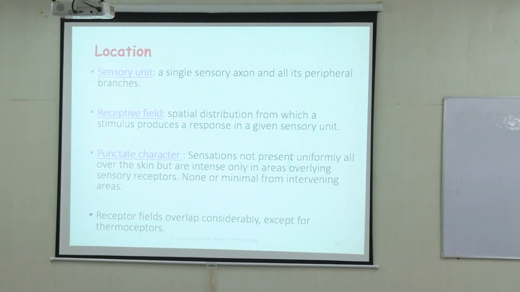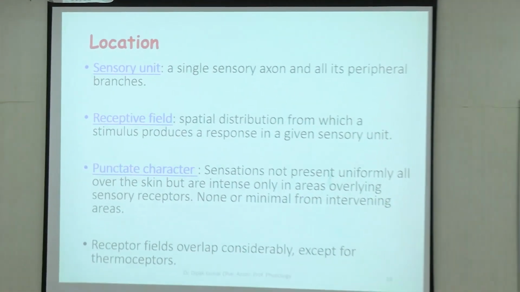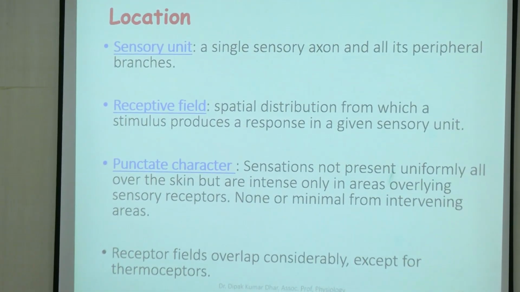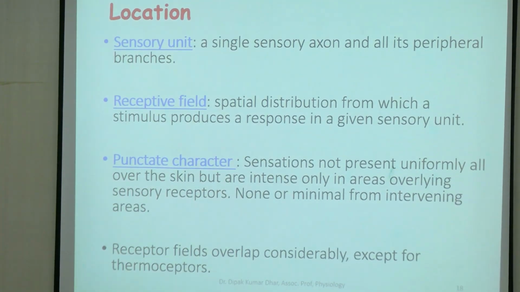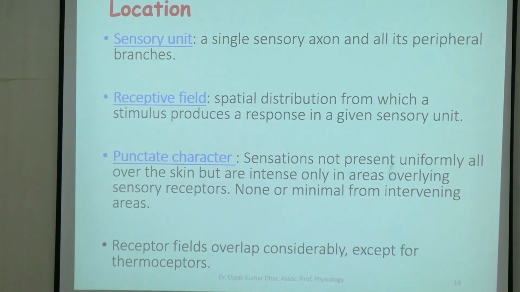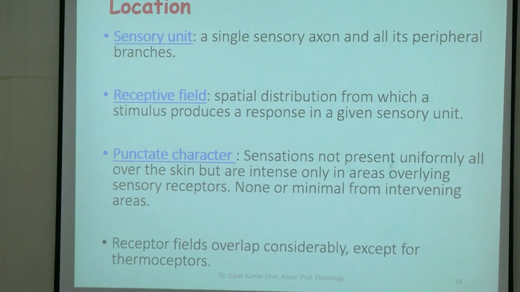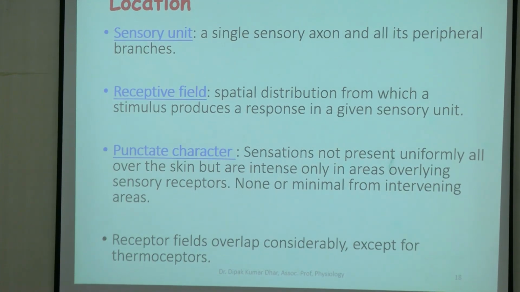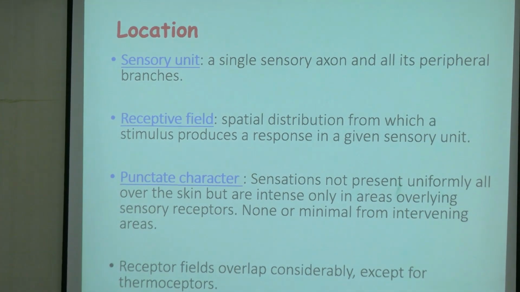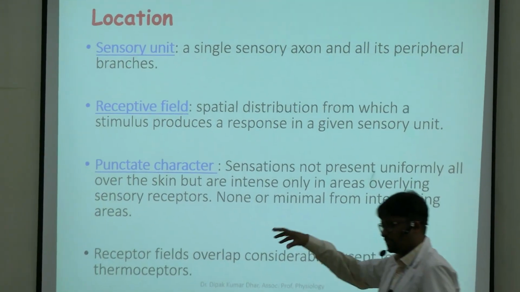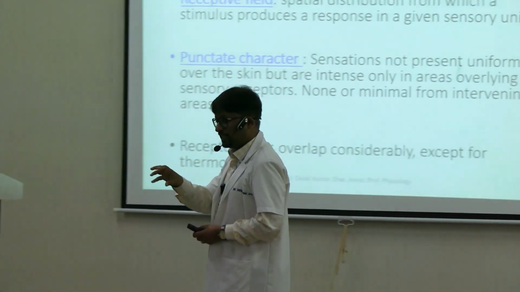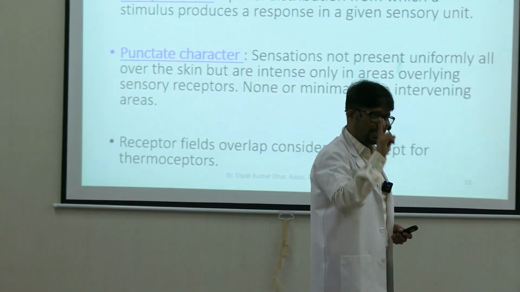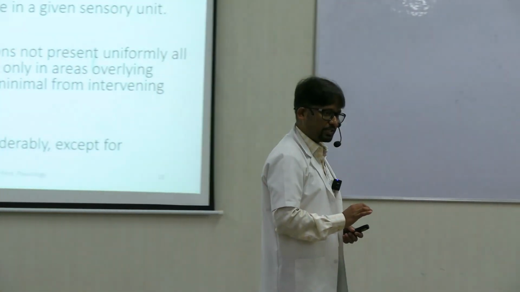Next aspect, location. Where in the body do we find the stimulus? To understand location, you need to know two or three more things: sensory unit, receptive field and the punctate character of sensations. What is a sensory unit? A sensory unit is a single sensory neuron or axon and its peripheral branches which are connected to the receptors. A single sensory unit can have more than one receptor. So a single axon and all its branches form a sensory unit.